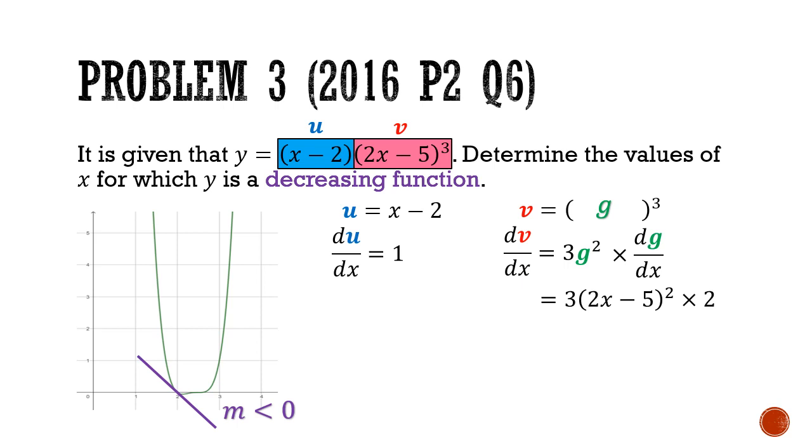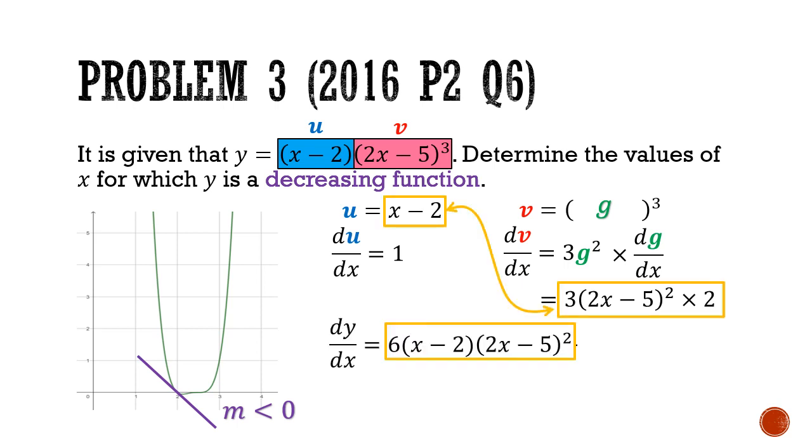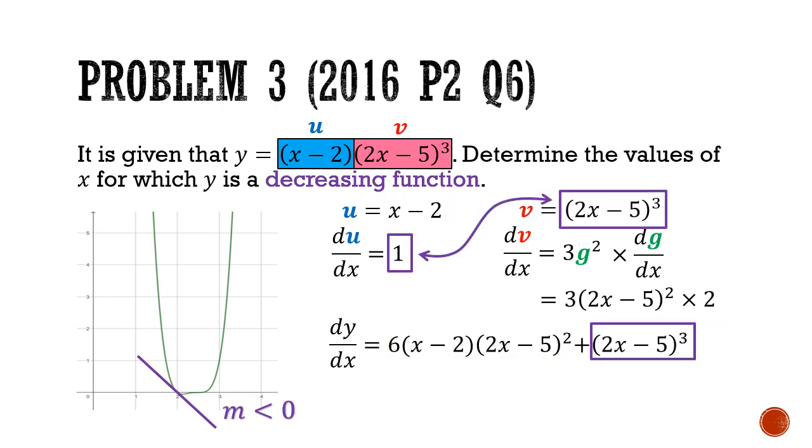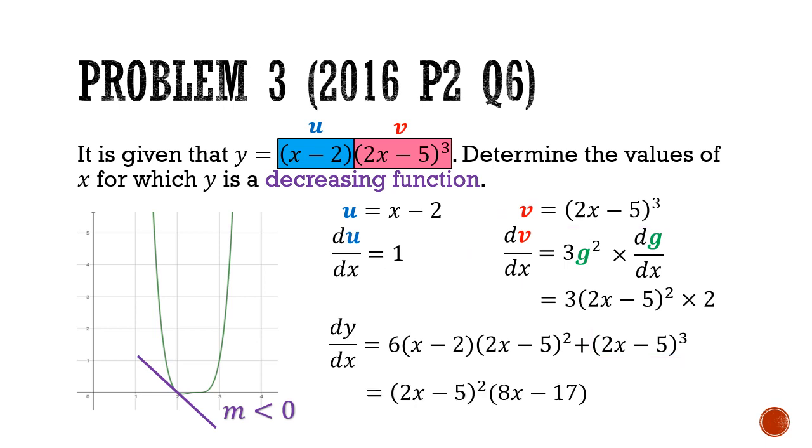So now we can find dy/dx, which is equal to u dv/dx plus v du/dx. Now notice that we have a common factor of (2x minus 5) squared. So we can take out the common factor, simplify it, and we'll get (2x minus 5) squared times (8x minus 17).